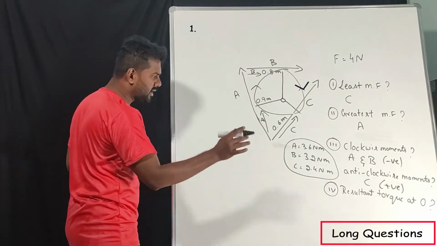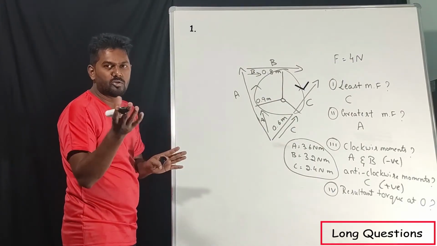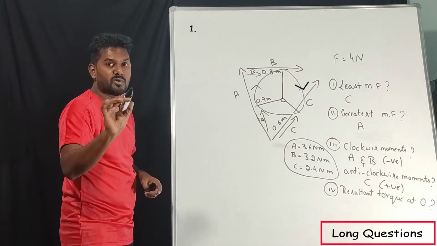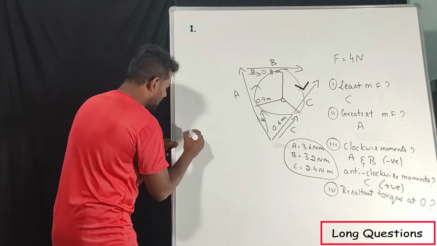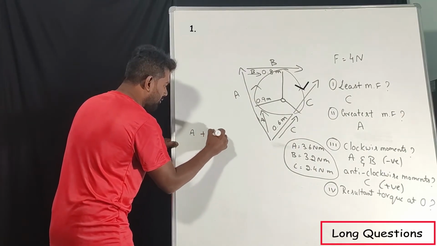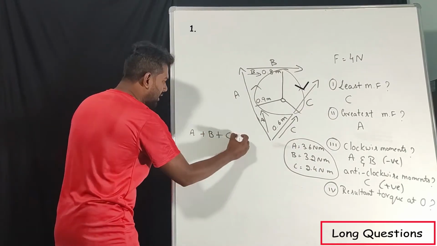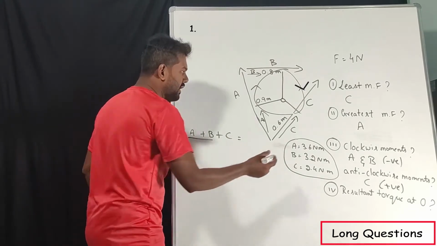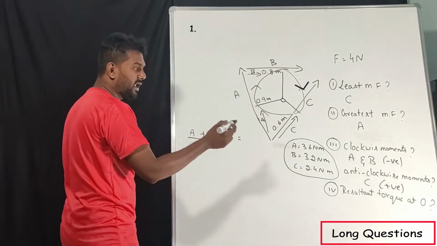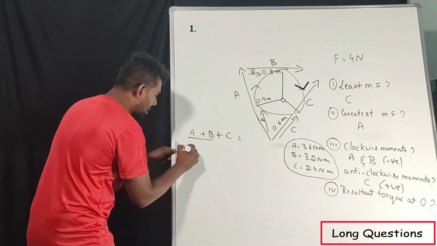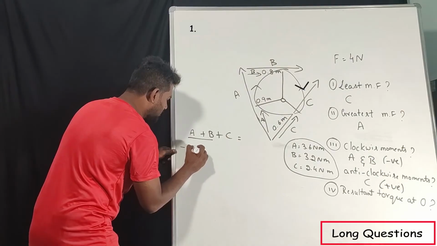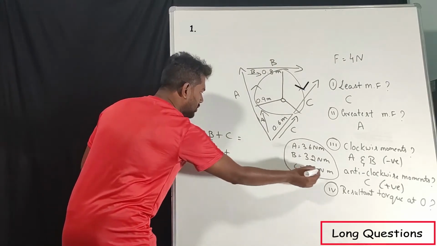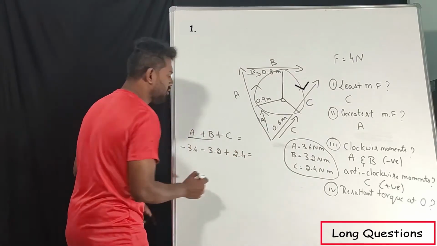So what do you mean by resultant of force? Addition of everything will give you the final answer. But here the signs, negative or positive, is very much important. So first, moment of A plus moment of B plus moment of C will give you the final answer. Correct. So moment of A and B, see A and B, here it is taken as negative. Why? It is clockwise moment. So minus 3.6 minus 3.2 plus 2.4. You will get the answer.